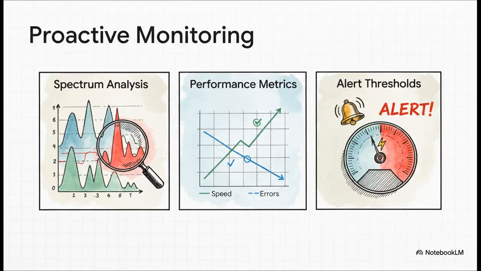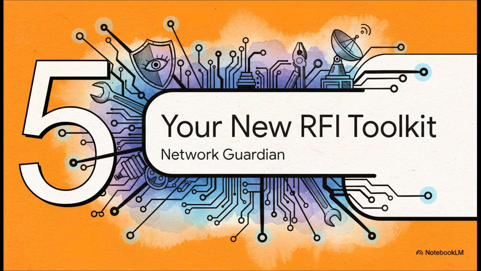And this right here really sums up that whole proactive strategy. It's this awesome 3-part system, right? First, you use spectrum analysis, which is basically your superpower to see the invisible environment. Then you're constantly tracking performance metrics to catch problems early. And finally, you set smart alert thresholds, so the network tells you there's an issue before a single person even thinks about complaining. Which brings us right to our final section, your new RFI toolkit.